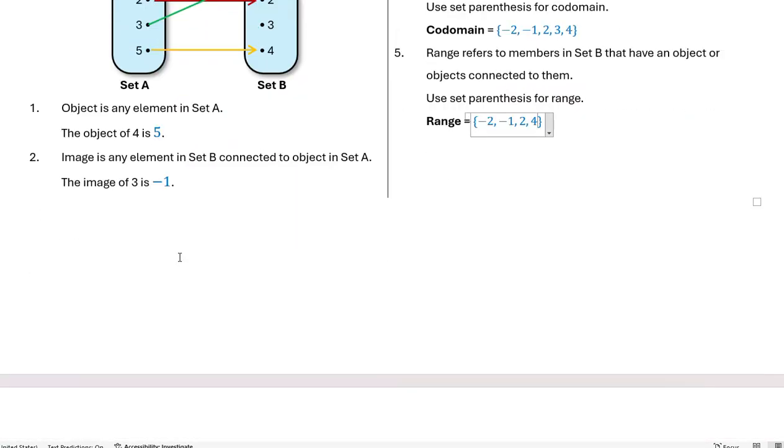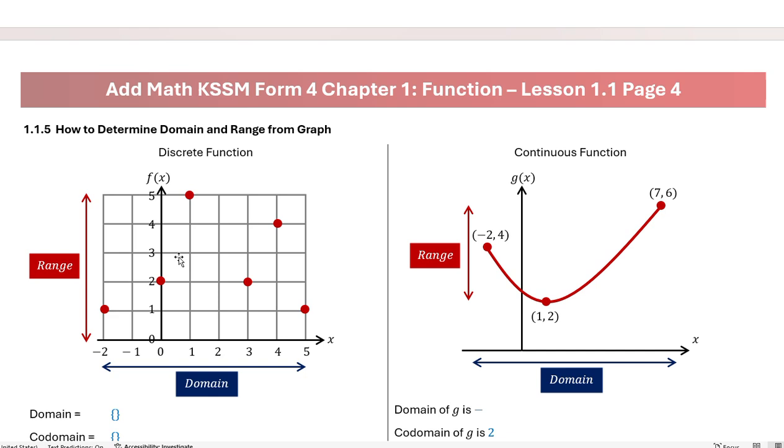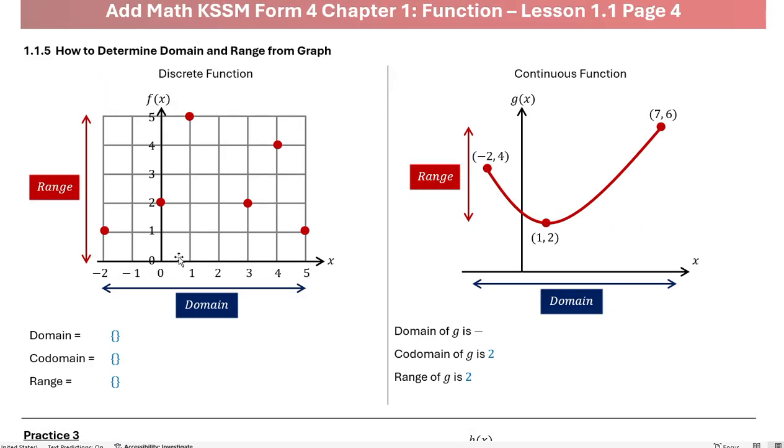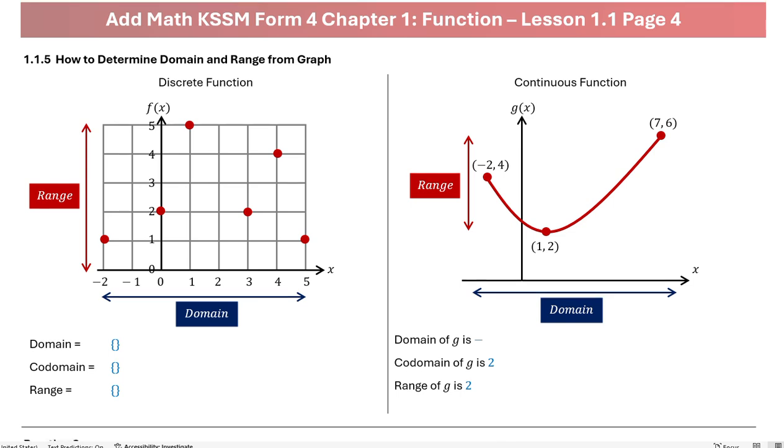Right, let's move to page 4. Now we come across, on the left hand side, what is called a discrete function. I mean, we're referring to a graph, we call it a discrete function. And here we've got a continuous function. Continuous function is very simple: an unbroken line. And discrete or discontinuous, we've got dots.